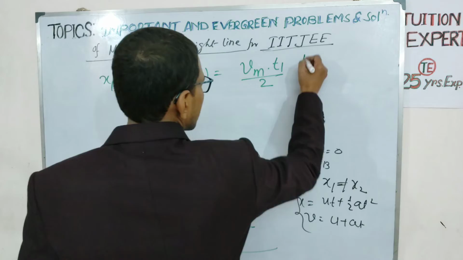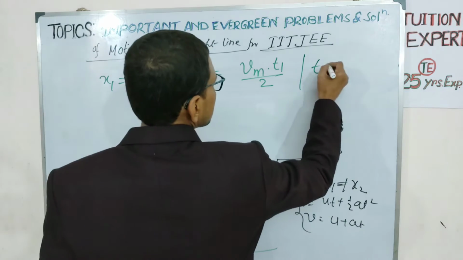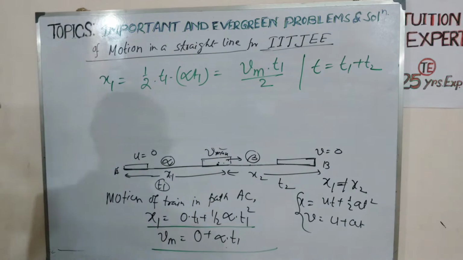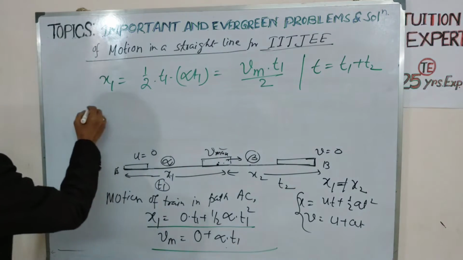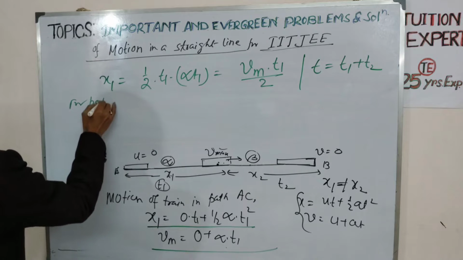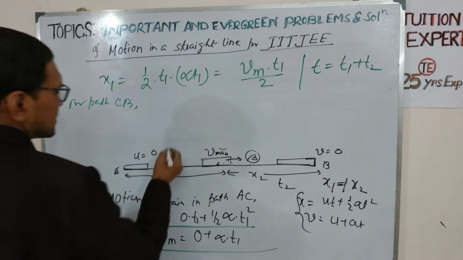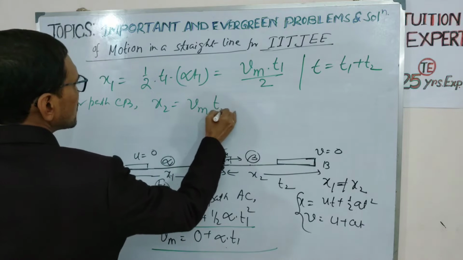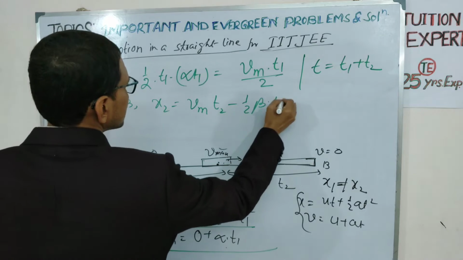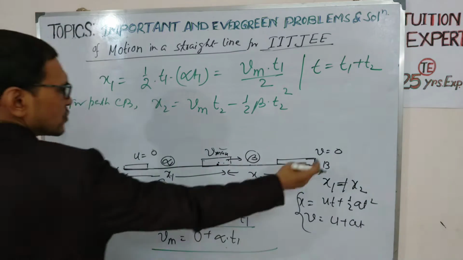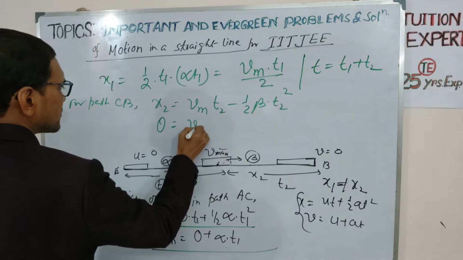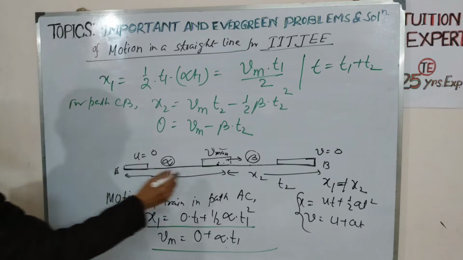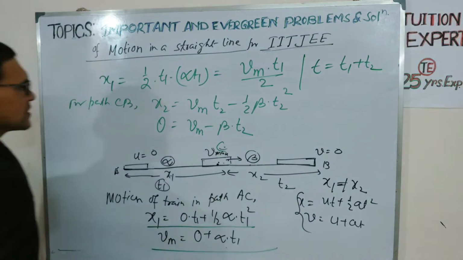Now given that total time t1 plus t2 equal to t, this is given. Now we consider the equations of motion for path CB. For path CB, what is the equation? x2 equal to vm t2 minus half beta t2 square. And also final velocity 0 equal to vm minus beta into t2. These are the two equations for the path CB.